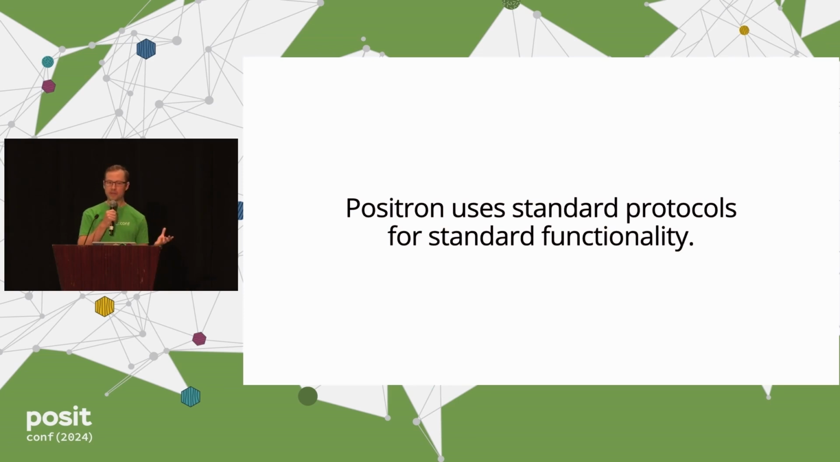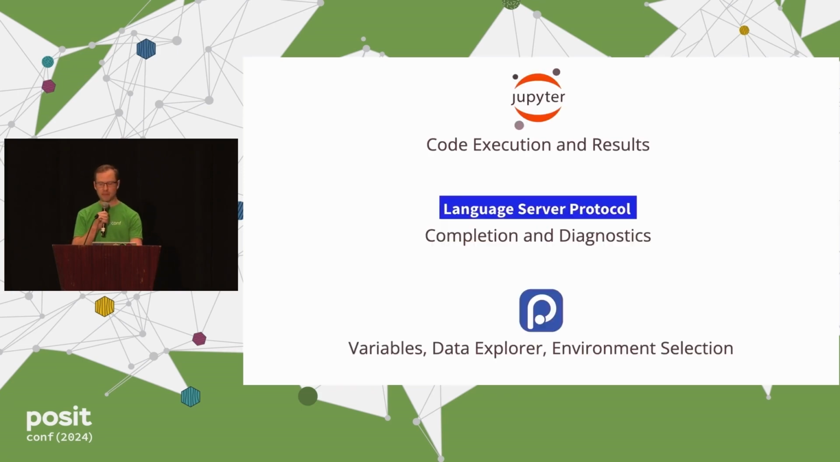So we have Positron and we have these language packs. I want to talk for just a minute about how those two things talk to each other. When we built Positron, we wanted to use standard protocols for standard functionality. And what that means is that when those R and Python language subsystems talk to Positron, they use protocols that have already been established in the data science community. When we run and execute code, we are using the Jupyter protocol. When we do completion and diagnostics, we're using the language server protocol. We've only added our own protocols when we have Positron-specific features that we need to power.